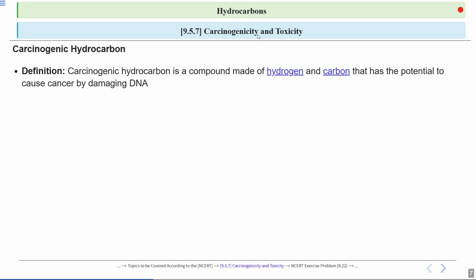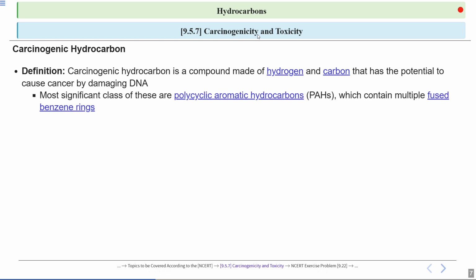So, if I try to define carcinogenic hydrocarbons, they are compounds that are made of hydrogen and carbon and have the potential to cause cancer by damaging the DNA in our cells. It is important to remember that not all hydrocarbons are carcinogenic, but some specific types are particularly dangerous.